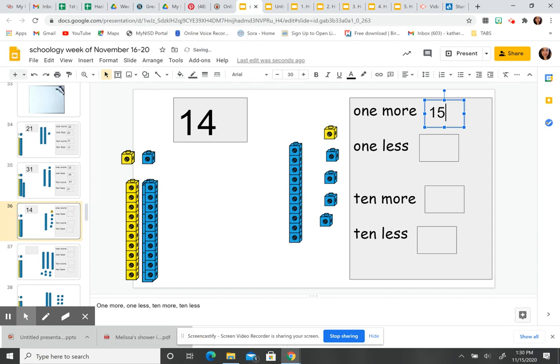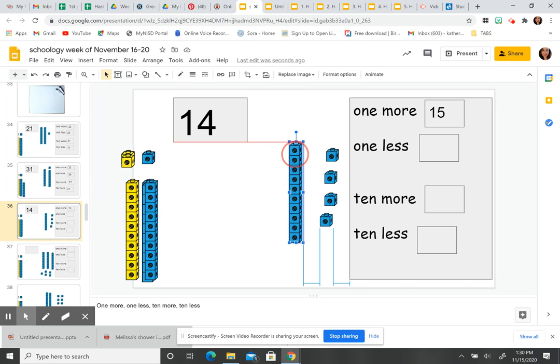You should have come up with 15. 10, 11, 12, 13, 14, 15. Remember, before I figure out anything else, I need to reset back to my number 14. Now one less, not 10 less, but one less. So I'm going to take away, well, not 10 less. If I take that away, that means I'm taking away 10. I'm taking away one less.